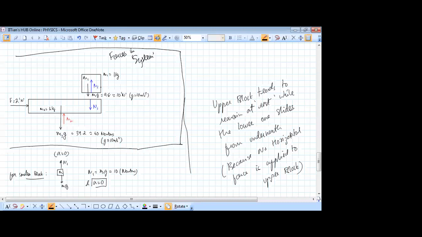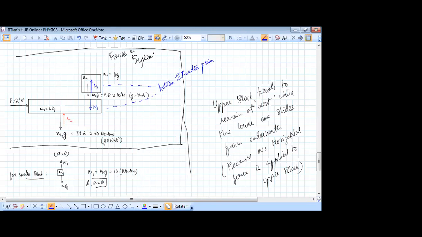Okay. So you can see that this N1 and this N1, they are an action-reaction pair. This normal reaction N1 and this normal reaction N1, they are an action reaction pair. M1 is applying a certain normal reaction on M2, which is downwards. So M2 is applying an equal and opposite reaction on M1, which is upwards. So first make a note of this diagram.